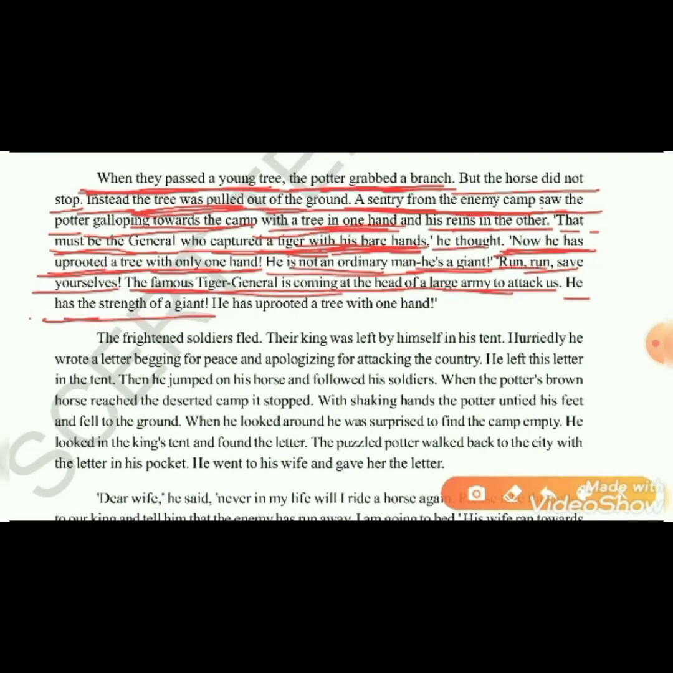Okay? The frightened soldiers fled. Flee, fled, fled. Flee, fled, fled. The frightened, the fearful soldiers ran away out of fear. They fled from that enemy's camp. Their king was left by himself in his tent. Only the enemy's king was left in the tent. Only he is there and nobody else is there.